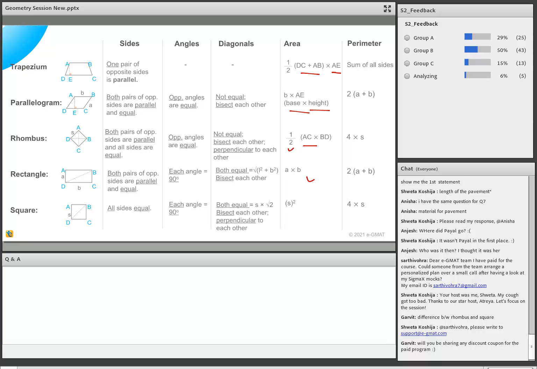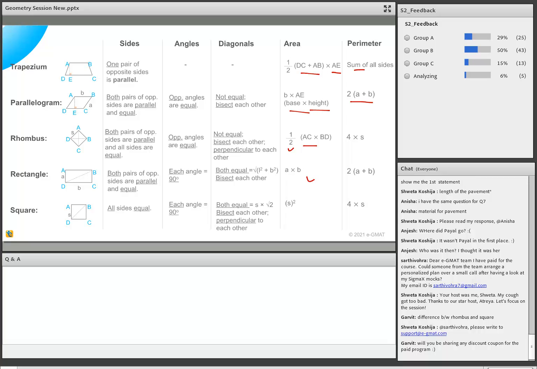So for a trapezium, since we don't have a lot of idea about angles and diagonals, it's just the sum of all sides, depending upon what the sides are. For a parallelogram, it's equal to twice the sum of opposite sides, very similar to a rectangle. For rhombuses and squares, the perimeter is given by the formula 4 times the side length, because the side length is equal for all the four sides.